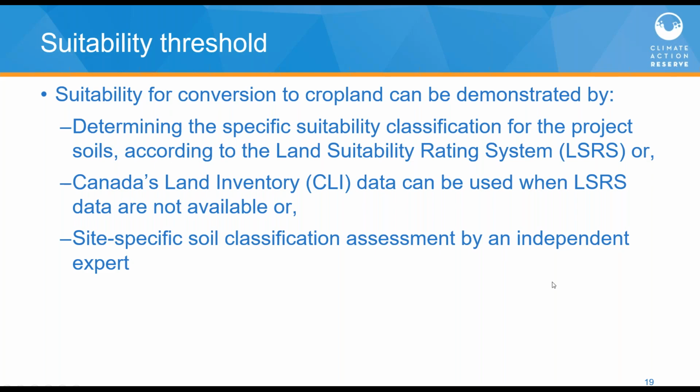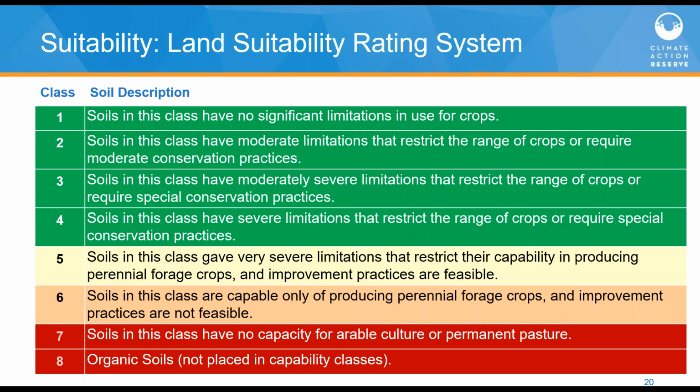If there are no existing classification data available for your project area, or if you believe that those data are out of date or inaccurate for your project area, you could engage with an independent expert to do an assessment of your project area. For those not familiar with the rating system, here are the descriptions of the LSRS. Classes 1 through 4 are identified as suitable for cultivation. As you go up in class, there are more limitations on which crops you could grow, and you may need special practices or interventions on the land to prepare it for cultivation.